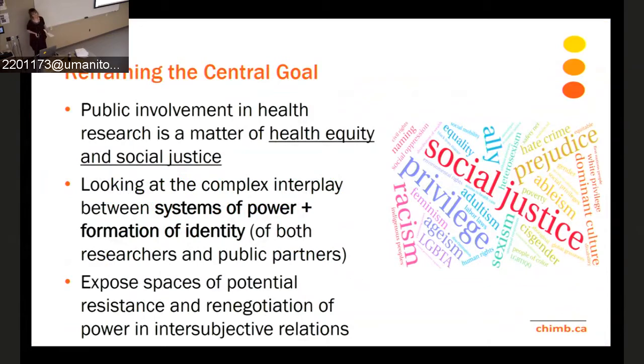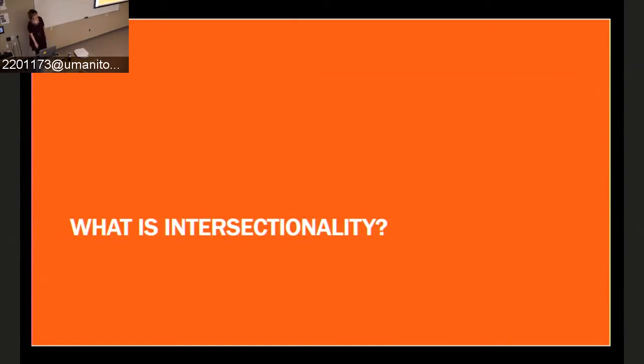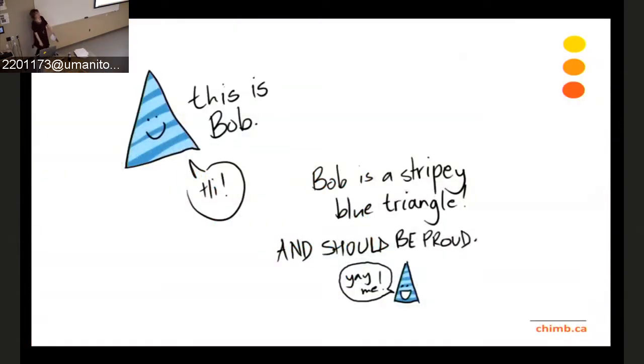We're also going to be using trauma-informed as well. And what happens when we start to integrate some of these approaches is that we start to expose spaces of potential resistance and renegotiation of power within the intersubjective relationships between researchers and partners. So we start changing things. So that's why we started coming into intersectionality and trauma-informed. So a lot of times people are like, well, what is intersectionality?